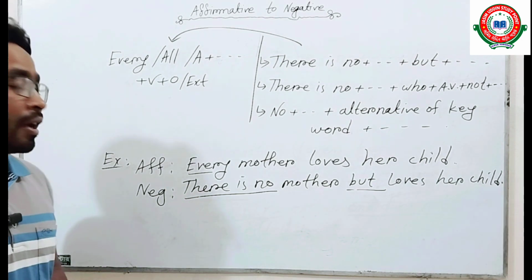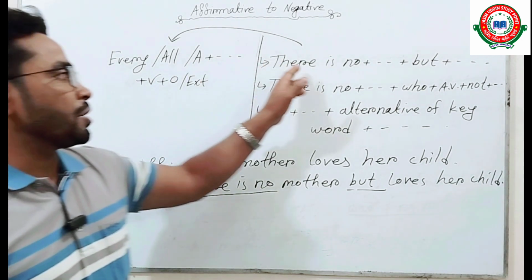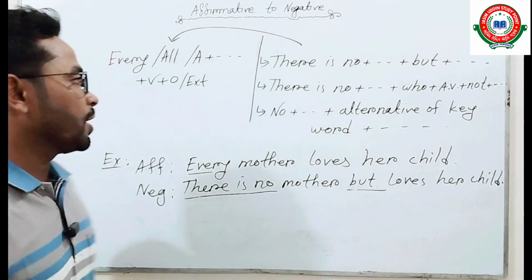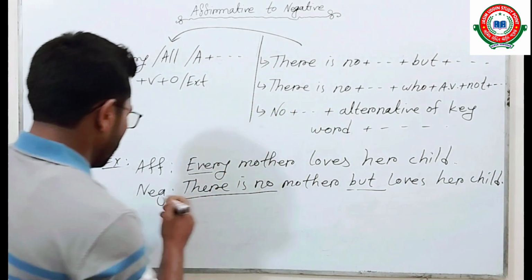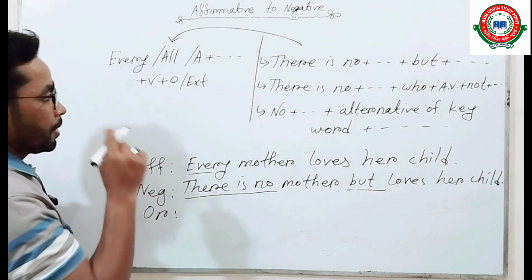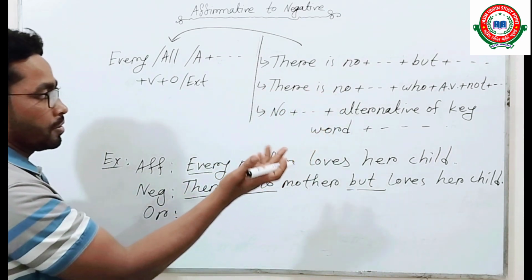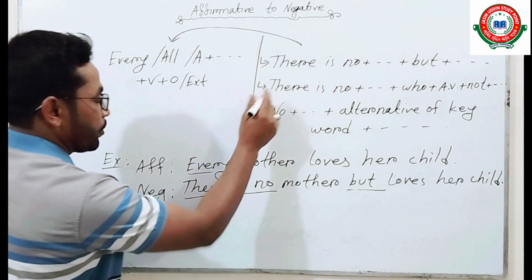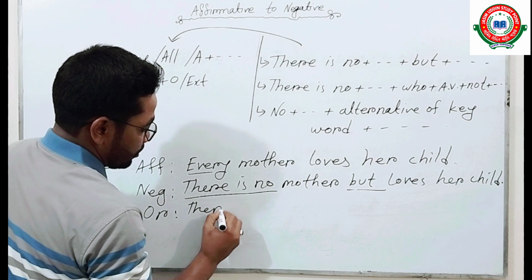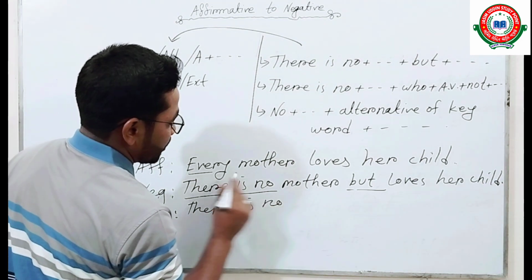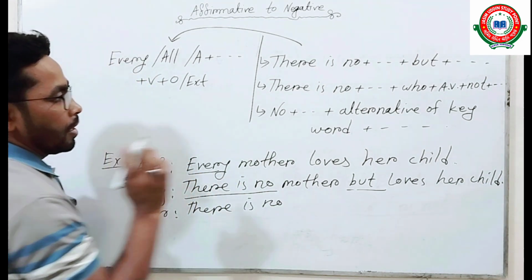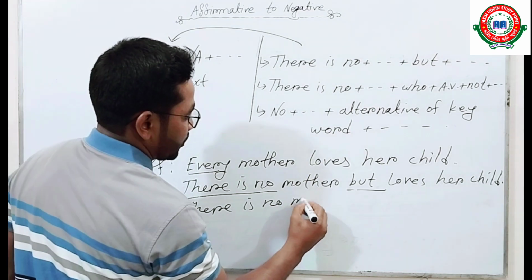My dear viewers, you can transfer the sentence from affirmative to negative in another way. You can use this structure. Okay, follow. If you want to transfer these types of sentence to negative, you can use this structure. You can use "there is no" instead of "every". After that, you have to use another word that means "mother".